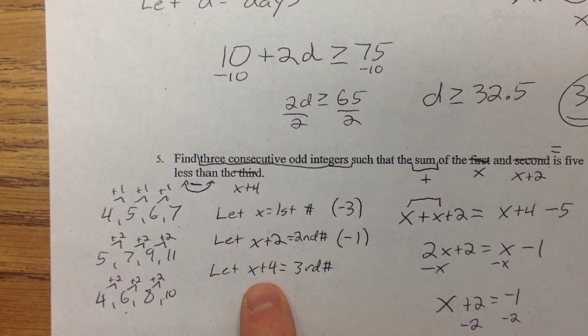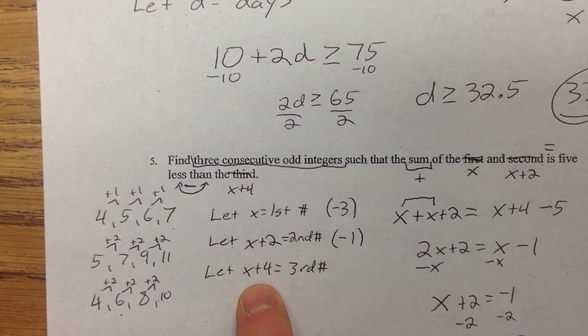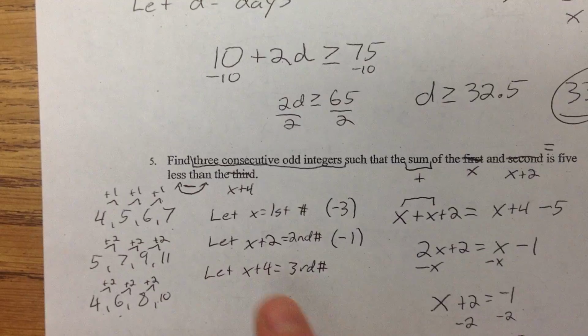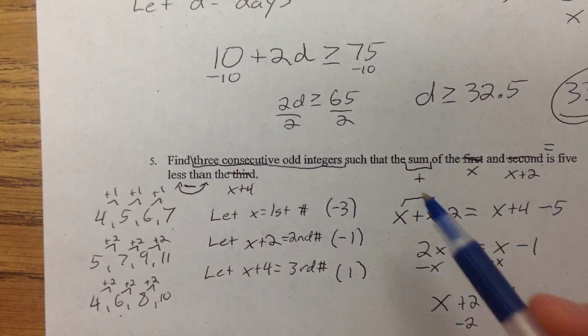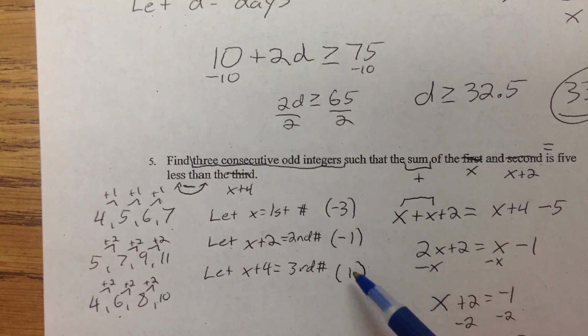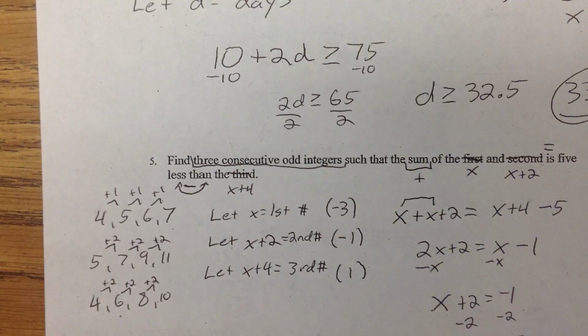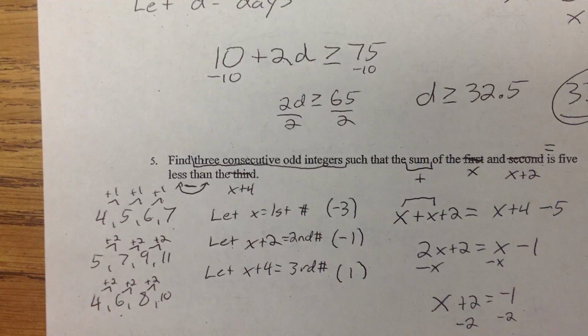And now we have negative 3 plus 4. Again, negative 3 plus 4 is not negative 7. Negative 3 plus 4 is actually a positive 1. So those are our 3 consecutive odd integers. All right, so that takes care of that one.